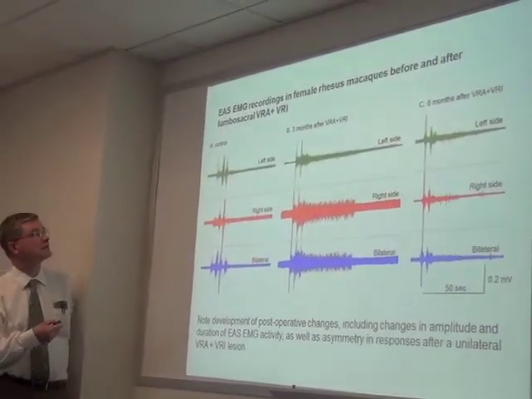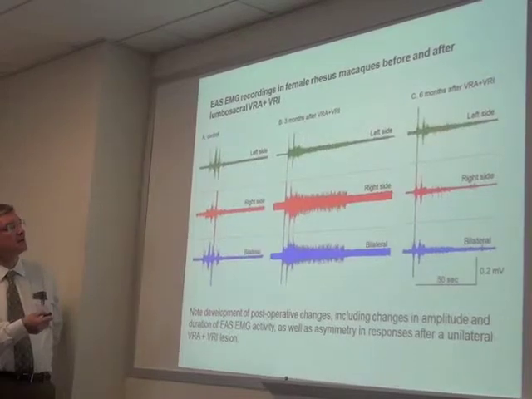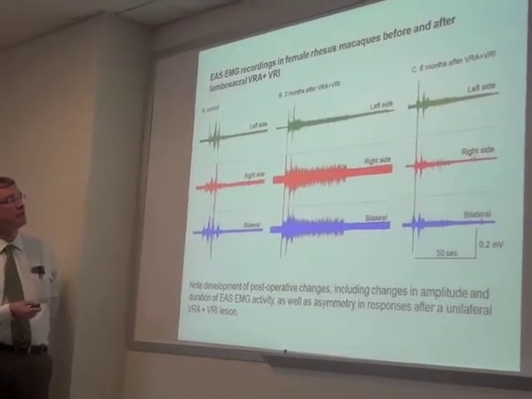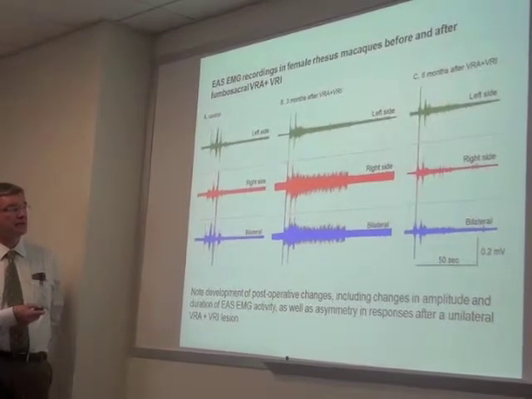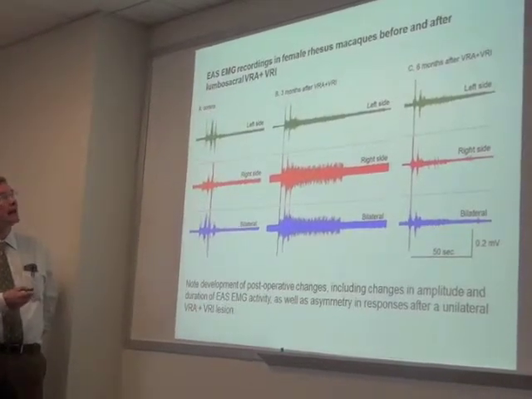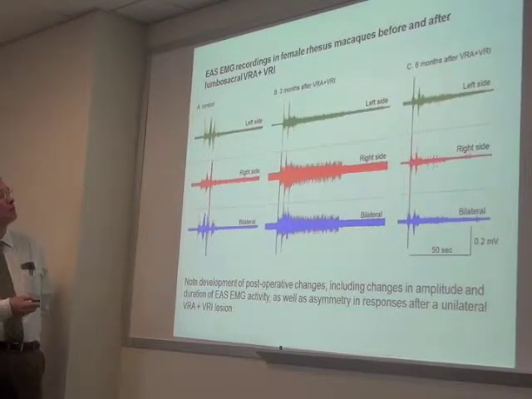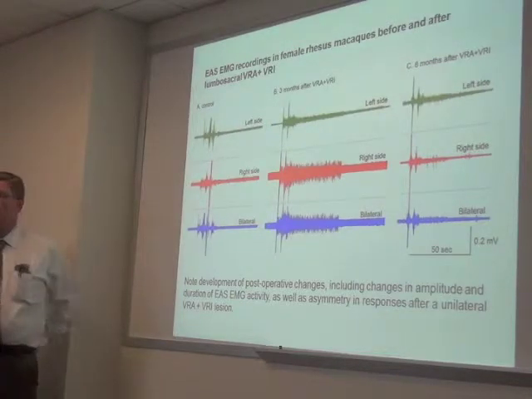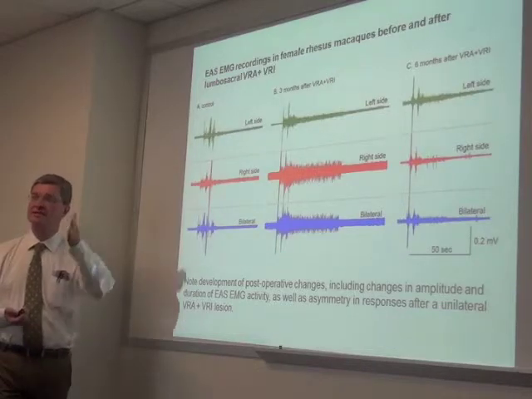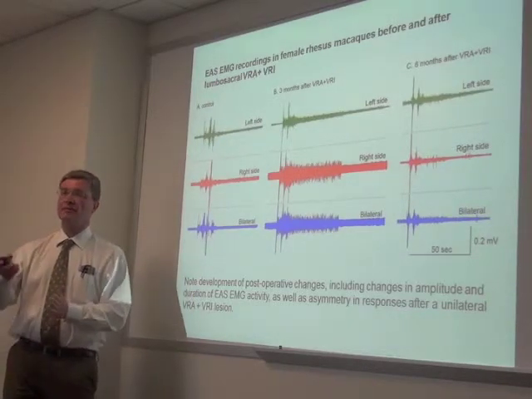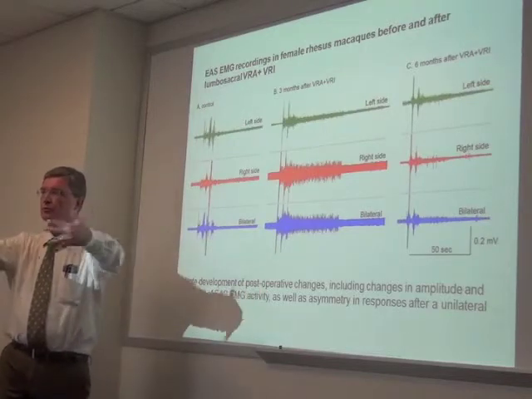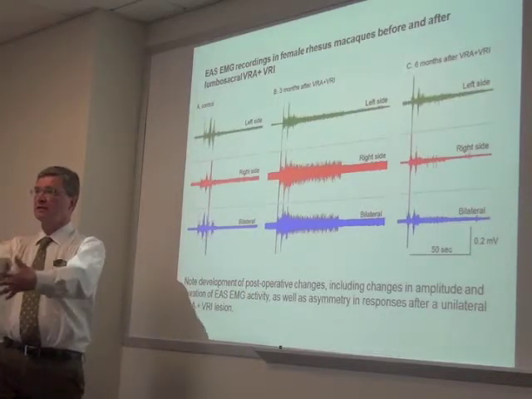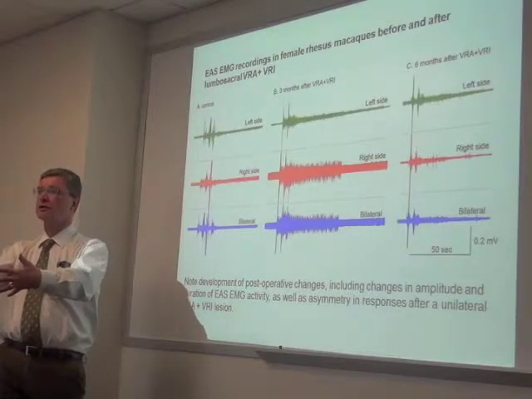We can record from the left side of the muscle, from the right side of the muscle, and also bilaterally, meaning both sides at the same time. And we can compare this before surgery and then at different time points after surgery and see how these signals may change over time quantitatively. Because when we have a lesion that is one-sided only, and we have a midline organ that receives input from both sides, there could be very interesting signs of recovery and plasticity.